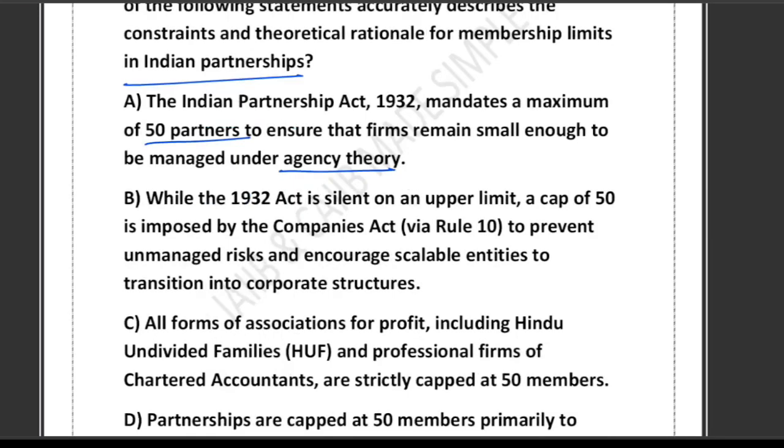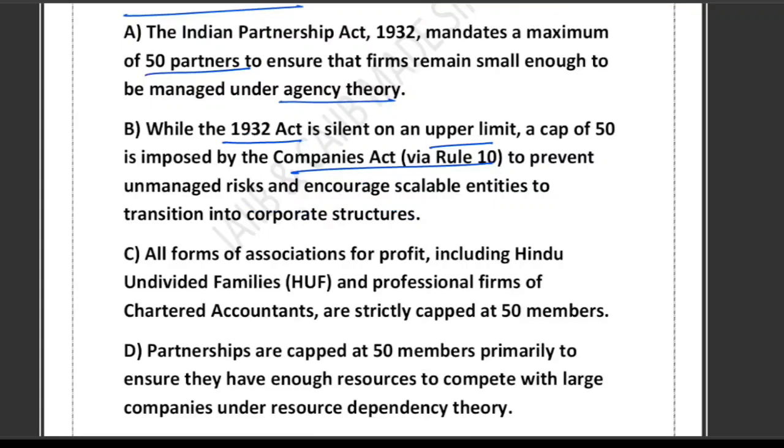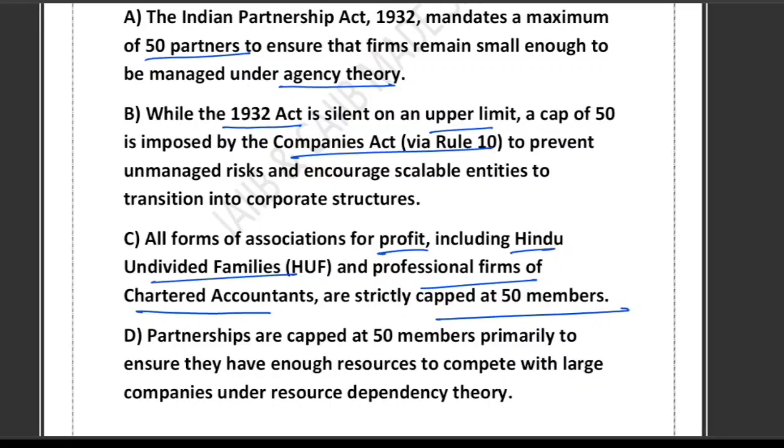Option B, while the 1932 Act is silent on an upper limit, a cap of 50 is imposed by the Companies Act via Rule 10 to prevent unmanaged risk and to encourage a scalable entity to transition into a corporate structure. Option C, all forms of association for profit, including HUF and professional firms of chartered accountants, are strictly capped at 50 members. Option D, partnerships are capped at 50 members primarily to ensure that they have enough resources to compete with a large company under resource dependency theory.